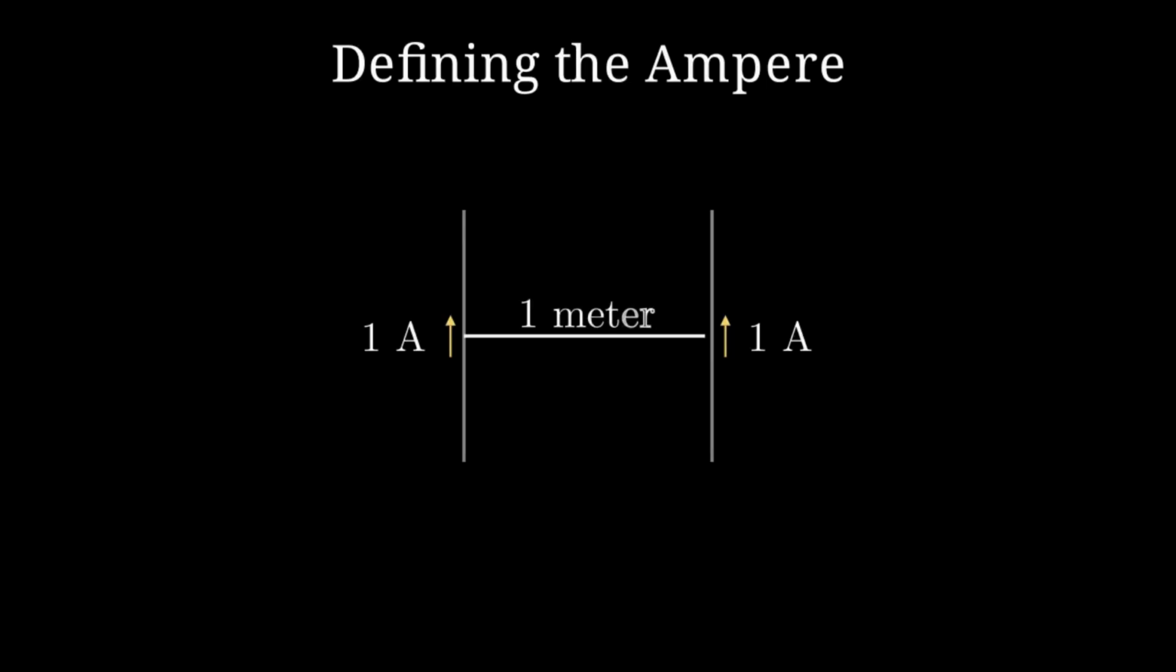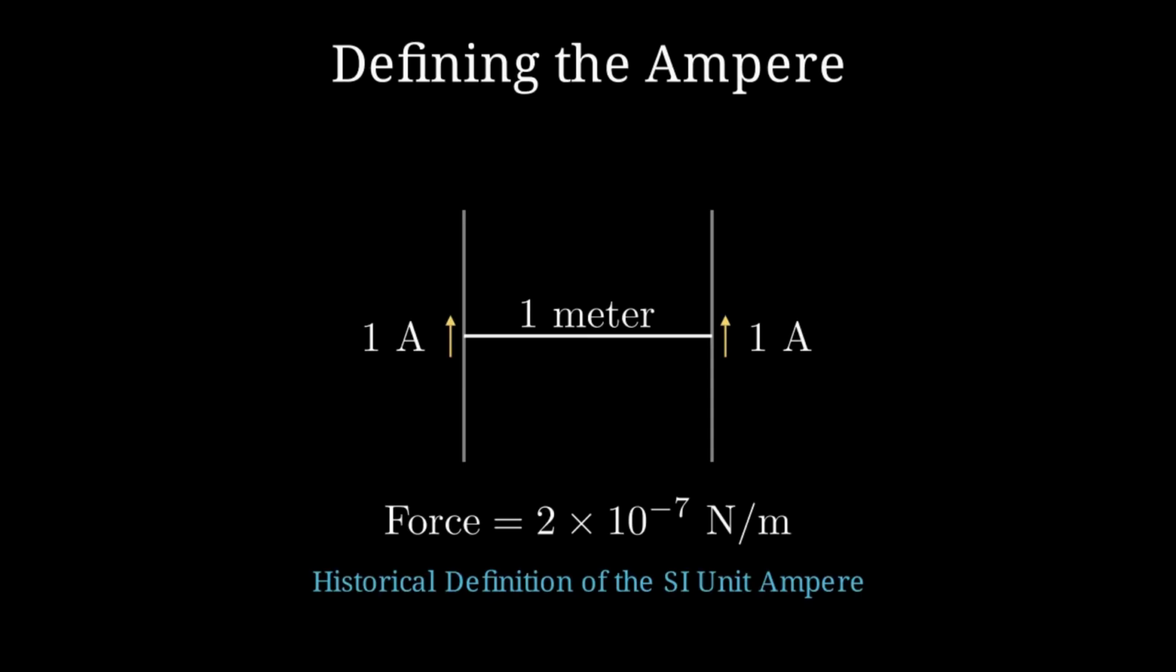This physical interaction was actually used to define the ampere. 1 ampere was historically defined as the constant current which, if maintained in two straight parallel conductors of infinite length, produces a specific force per meter.